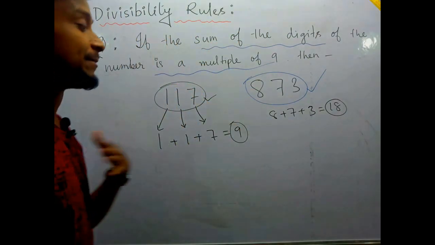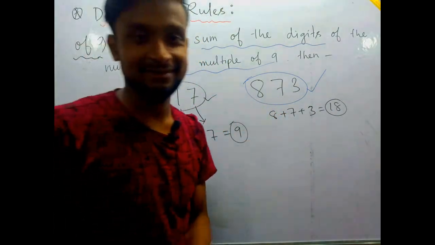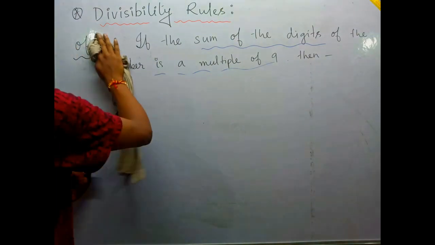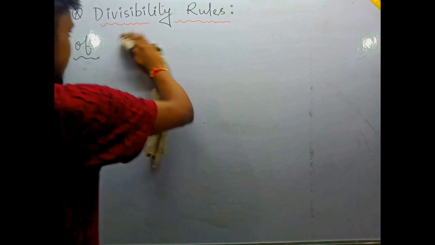That means if I divide this number by 9, what will come? The remainder 0 will come. So the divisibility rule of 10 is very simple. Any number ending with the digit 0 is divisible by 10.